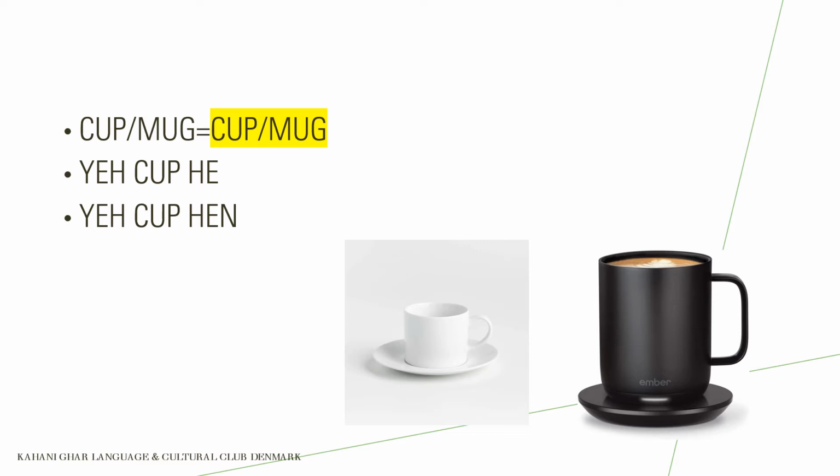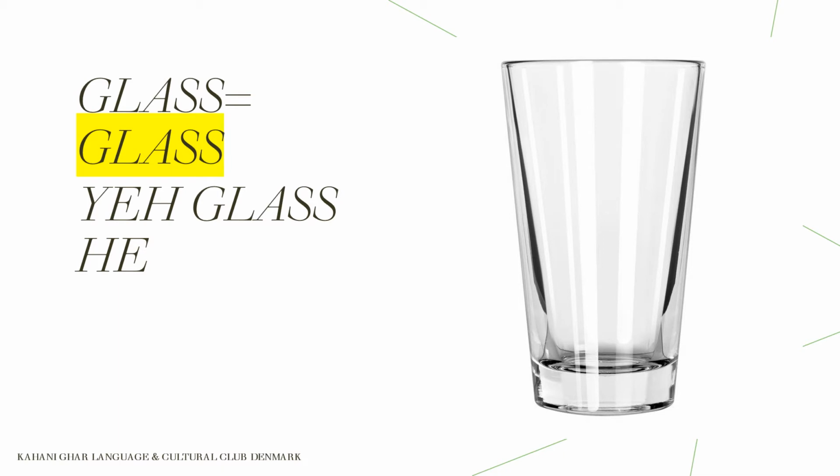A cup or a mug is the same in Urdu. ये cup है, और for a mug, ये mug है, and plural are the same. ये cup हैं, ये mug हैं. Glass is also glass in Urdu. ये glass है, and plural is also same. ये glass हैं.